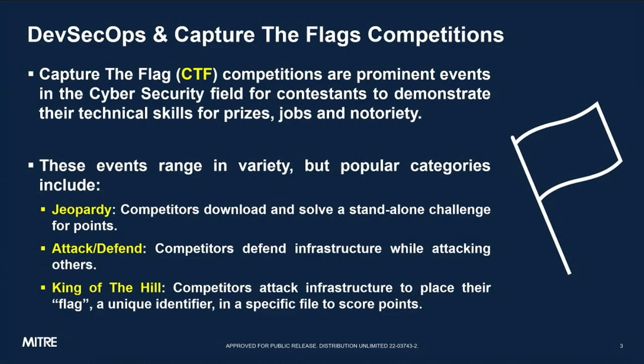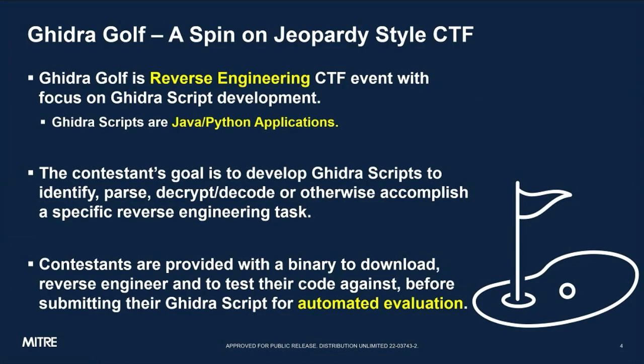Of these events, we created a bit of a spin on a Jeopardy style event that we called Ghidra Golf. If you're not familiar, Ghidra is a reverse engineering tool released by the National Security Agency that a couple of years ago has been open sourced. There's a lot of really cool free training online about it. One of the really neat things you can do with this tool is automate your reverse engineering process. This could be parsing out some type of malware's configuration, decoding or decrypting data, or otherwise accomplishing some type of task. Quite literally automating your reverse engineering process, applying DevOps to your reverse engineering skill set.